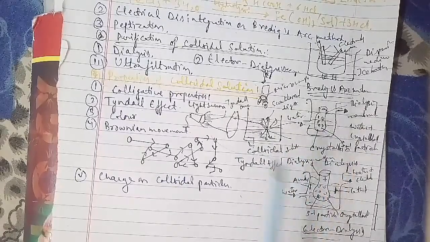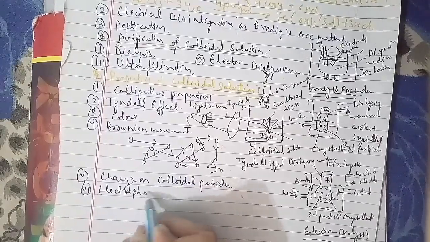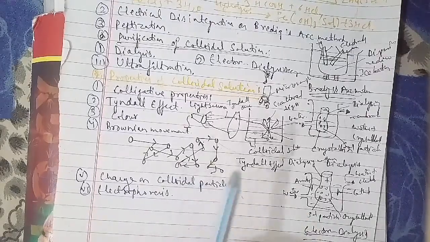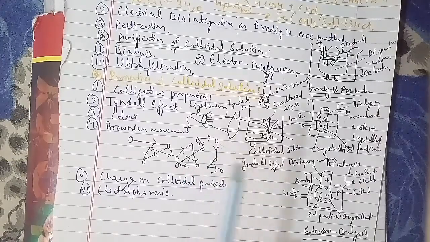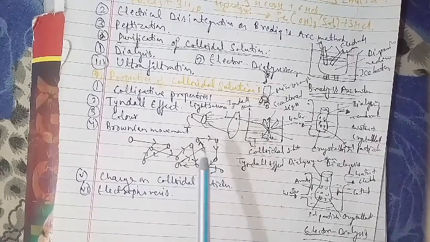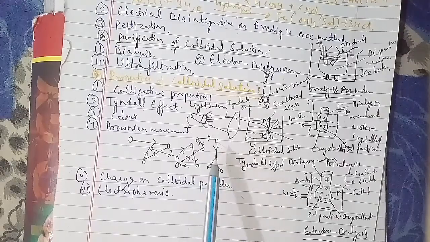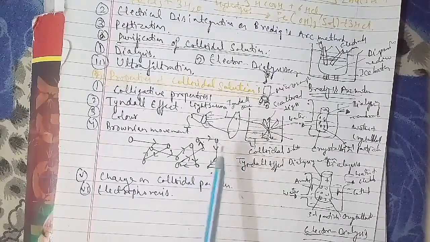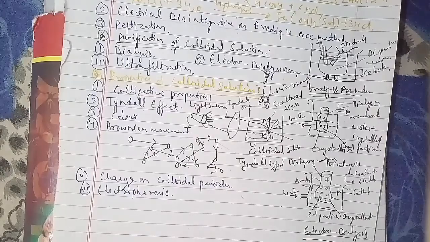So we talk about the sixth one, which is electrophoresis. The existence of charge on colloidal particles is confirmed by the electrophoresis experiment. When an electric potential is applied across two platinum electrodes dipping in a colloidal solution, the colloidal particles move towards one or the other electrode. The movement of colloidal particles under an applied electric potential is called electrophoresis, where positively charged particles move towards the cathode, while negatively charged particles move towards the anode as well.